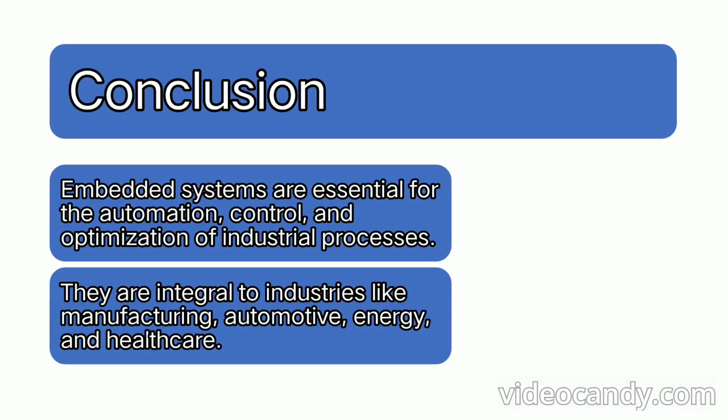As we conclude this overview, embedded systems play an essential role in automation, control, and optimization of industrial processes. They are integral to industries like manufacturing, automotive, energy, and healthcare.